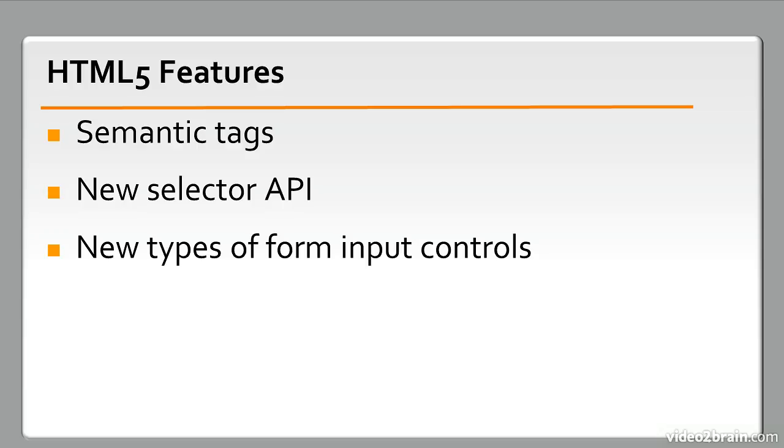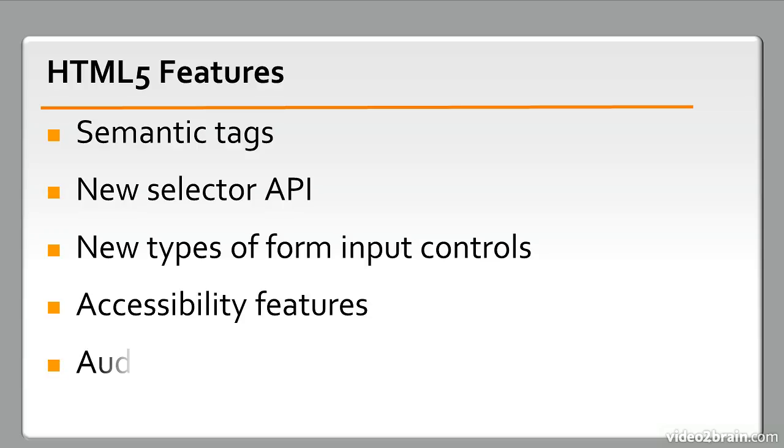HTML5 also provides new types of form input controls such as date picker, time picker, URL, and email with built-in validation. Support from browsers is a little bit variable at the moment, but it's going to get better. HTML5 also has accessibility features to assist screen readers, so you can add content into your HTML document to make it easier for screen readers to audibly announce the content of your document for people that have visual impairment.